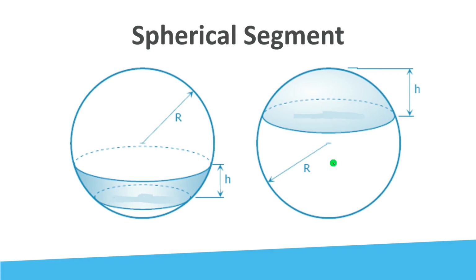A spherical segment is a solid bounded by one or two parallel planes through a sphere. So we take just one part of a sphere by a plane, either one plane, which is this one, a spherical segment with one base, and if we have two parallel planes cutting the sphere, we have a spherical segment with two bases.